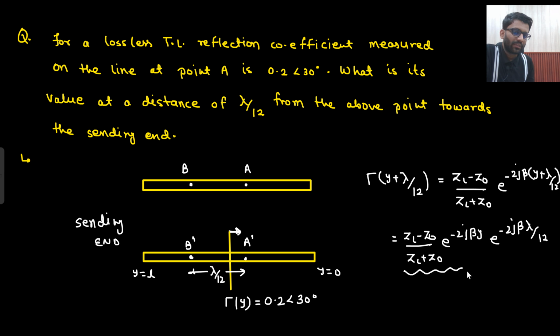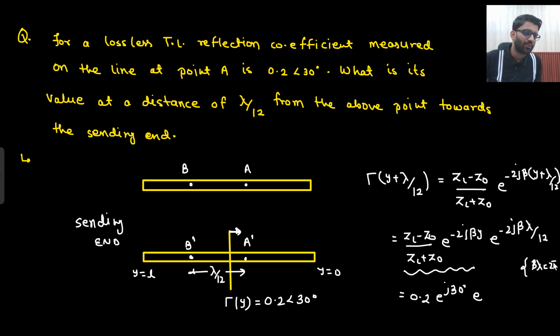Can you let me know the value of this first quantity? Is this given in your question? Yes, it is given because this is the reflection coefficient at point y, which is 0.2 and angle 30 degree. And what would this be? Beta into lambda is 2 pi, because beta is equal to 2 pi by lambda. So 2 pi into 2 would be 4 pi, 4 pi by 12 will be pi by 3, and pi by 3 means 60 degree. So this is e to the power minus J 60 degree.